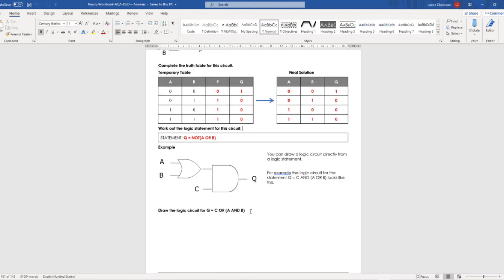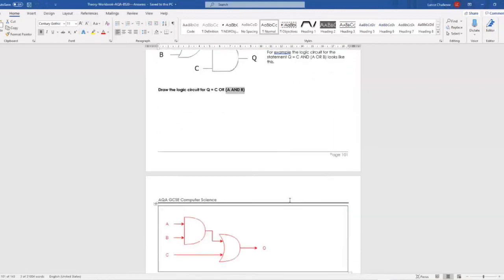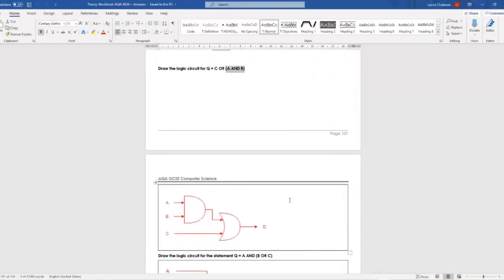Draw the logic circuit for C OR A AND B. So C would have to go into an OR gate, and A and B would have to be there to connect with C. So when we're drawing logic circuits, we just follow it through. So we know C is part of an OR, and so is A AND B. So A and B goes into an AND, but the A AND B goes into the OR. So again, we can kind of work backwards to build our logic circuits. So that's the C OR A AND B.